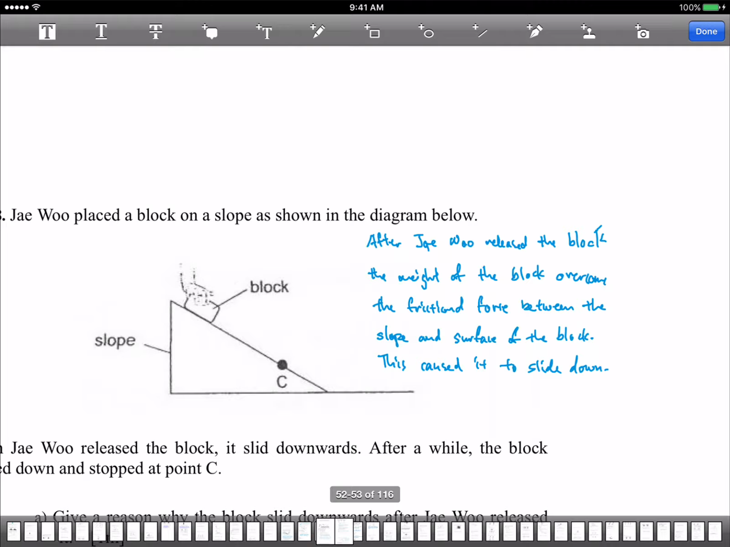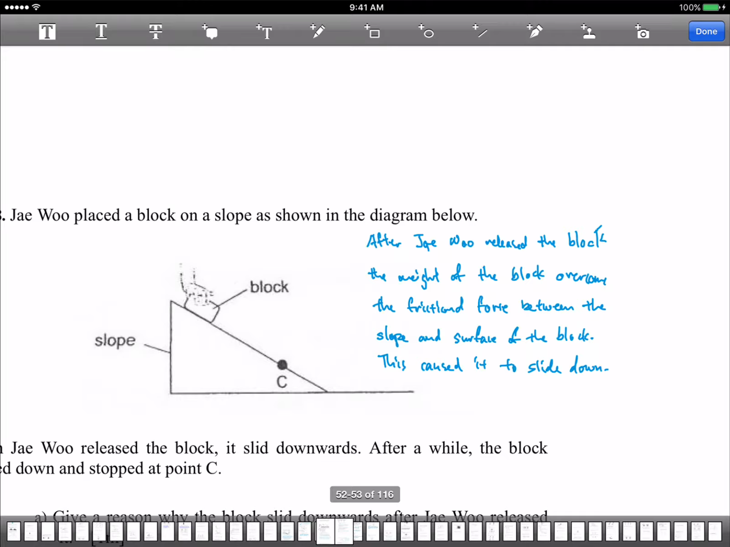One more time. Wait, do y'all get the concept? Yeah. What's the concept? How come it slides down? The gravitational force overcame the frictional force. Yeah. Why doesn't this thing come down in the first place? Because there's friction, right? So it doesn't come down. But if the pull is stronger than the push, it will come down.